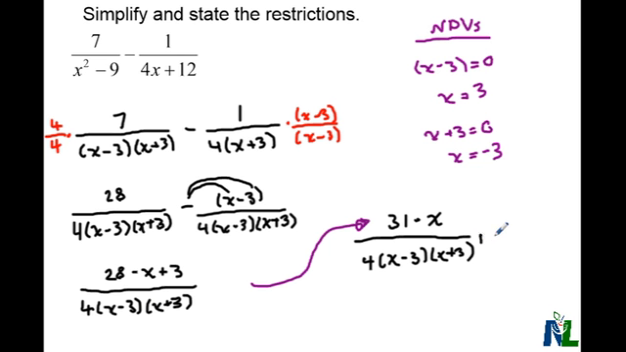So all I have left to do here at the end is state my restrictions, which I obtained from my MPVs. So I see that x can't be a positive or a negative 3.